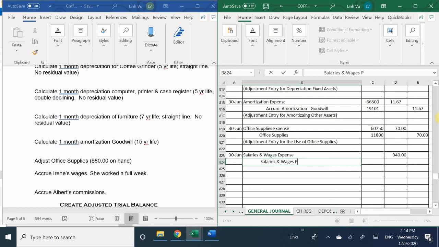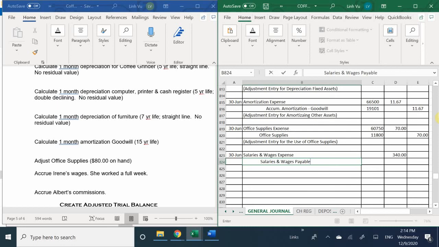Salaries and wages payable. Okay, so when we do in fact include this, when we tally it up and start paying her, you're going to have your salaries and wages expense for the week of July, and you're going to include the salaries and wages payable for the week of June, and then you're going to tally up her total wages, and then do your taxes from there. Okay, so for future references, that's what you're going to be doing.